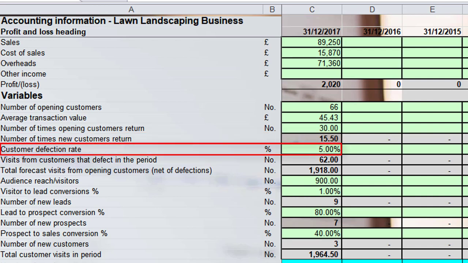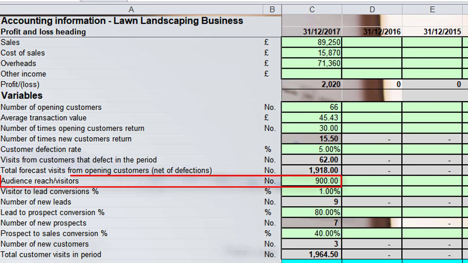I've entered a customer defection rate, in this case 5%, in other words the customers that you lose for various reasons. I've also entered an audience or your reach, and in this case that's 900. That would be visits to your website, and also your advertising, but you've got to be careful that you don't double count here. If you're doing leaflet drops, that would be your audience covered by your leaflet drops, but of course a certain percentage of those will also go to your website. So you might have to do a bit of adjustment there, but I've assumed that's 900 in this case.